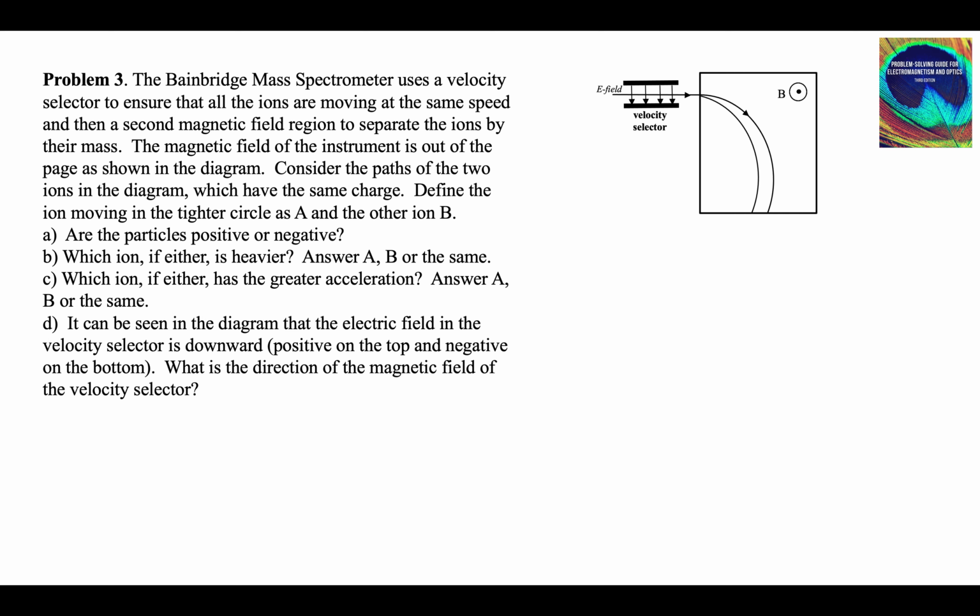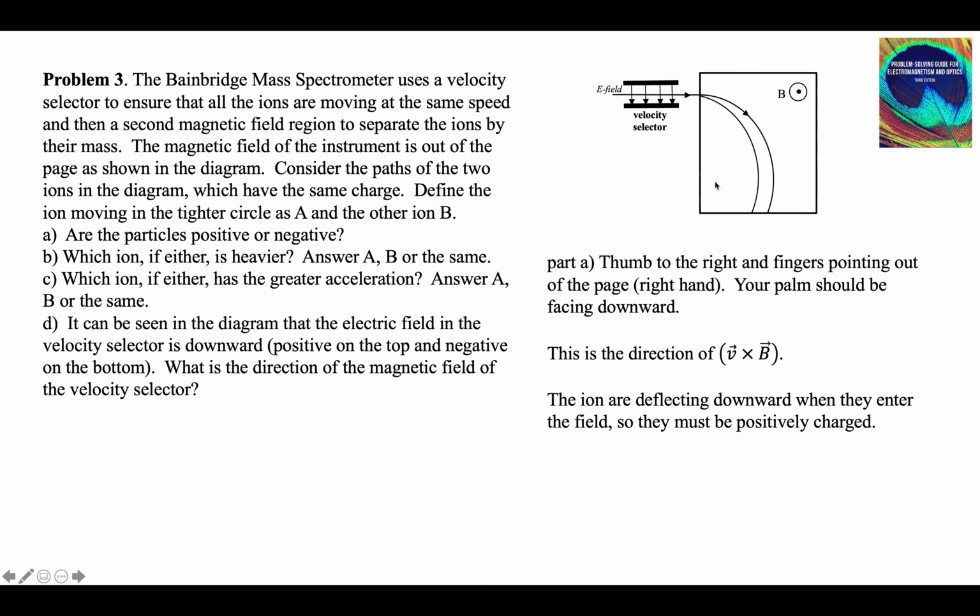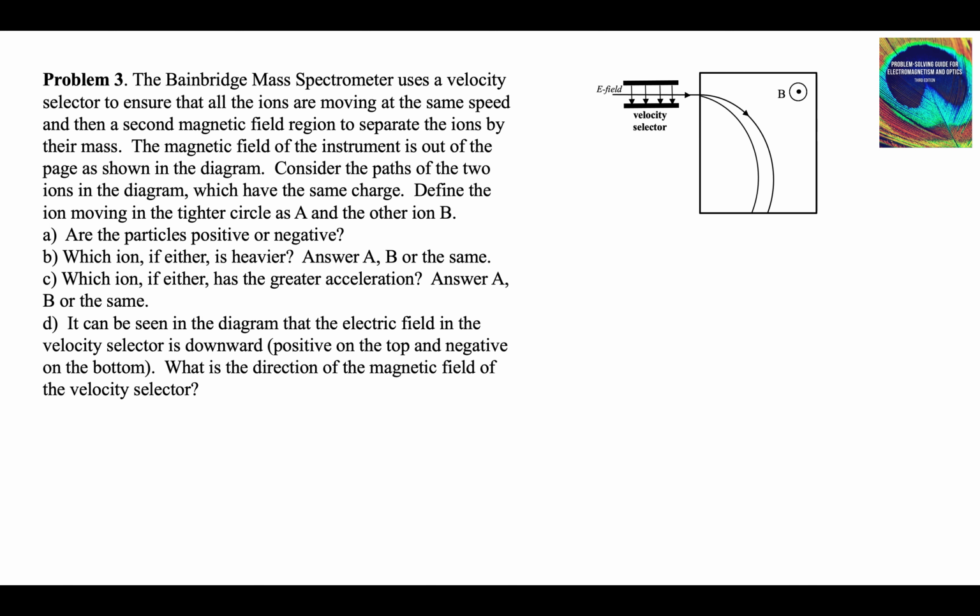The magnetic force when they enter the field region is downward. So we put our thumb in the direction of the velocity, which is to the right. The fingers are pointing out of the page. The palm should be facing downward. That's the direction of V cross B. That's the direction of the force, which means the particles are positive. That's the answer to part A.